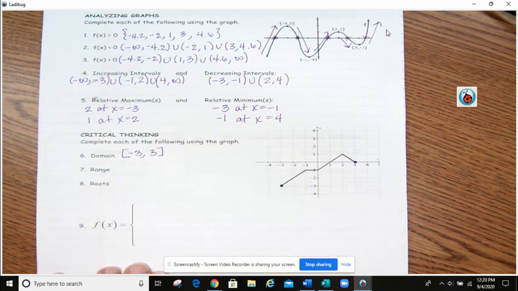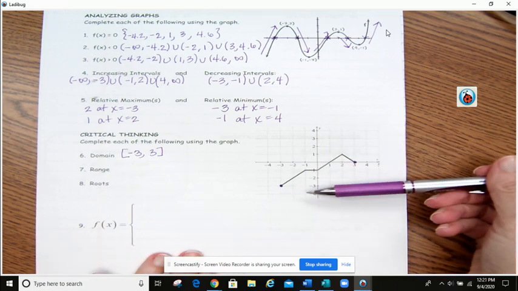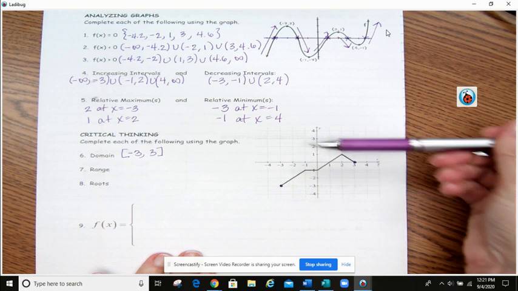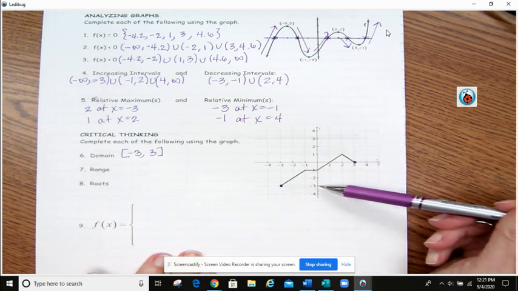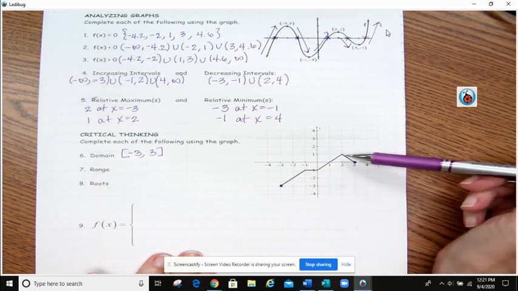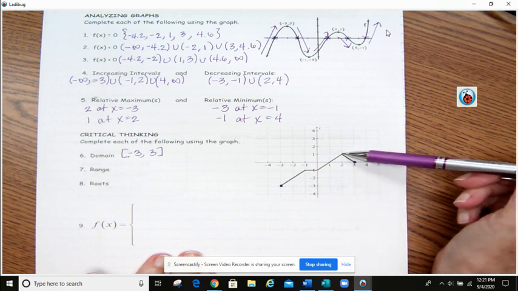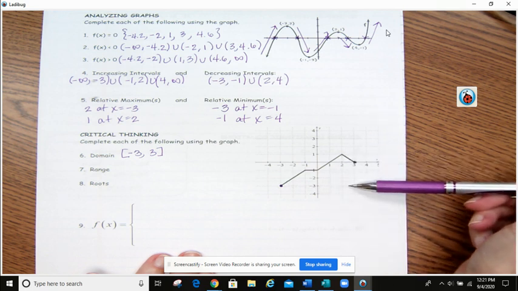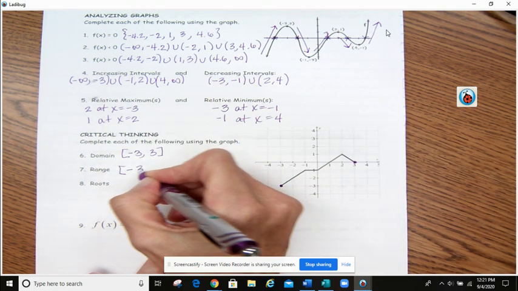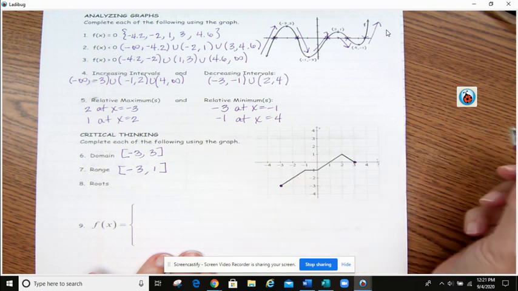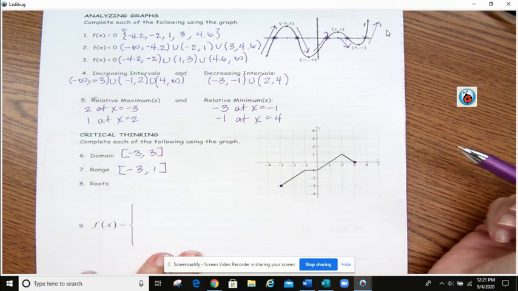The range is the set of all y's that are defined for a certain function. So you go from the lowest to the highest, and we're using the y value. This is the lowest point, and it has a y value of -3. And then the highest point is right here, and it has a y value of 1. So it will go from the lowest of -3 to the highest of 1. And again, we would use brackets. We don't have any indication that those points are not included.